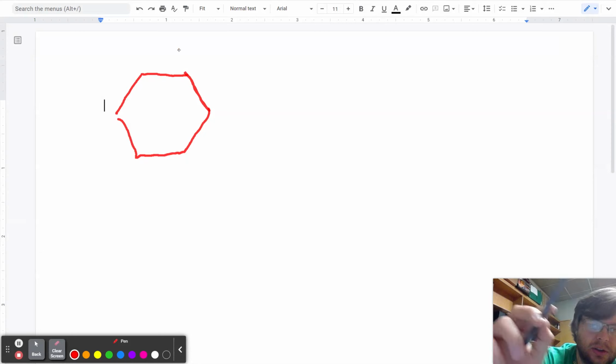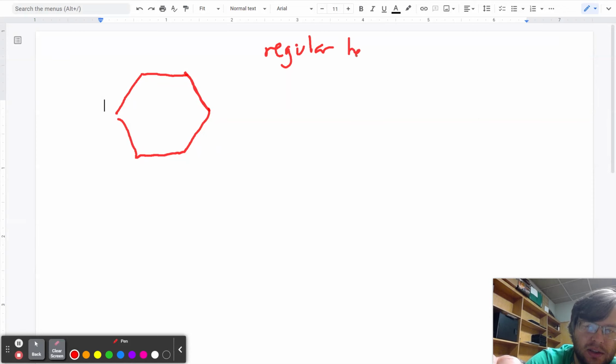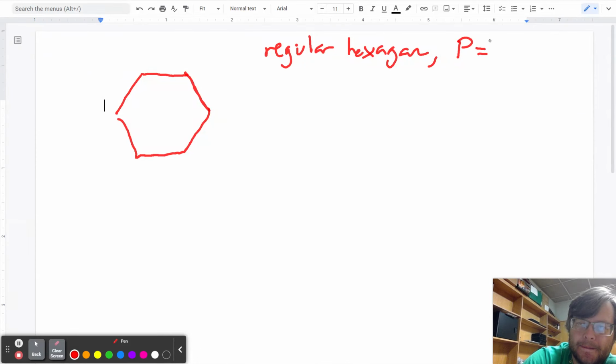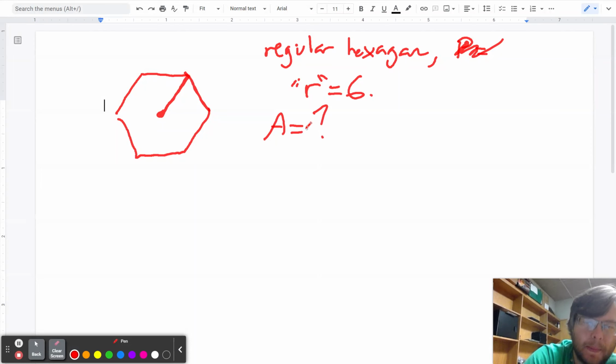and all you know about it is that it's a regular hexagon. Let's not do the perimeter. Let's say that we know the distance from the center to the edge, which we can call the radius. We can put quotes around it because it's not a circle, but we're going to say the radius is equal to 6. And we want to find the area of the whole thing.